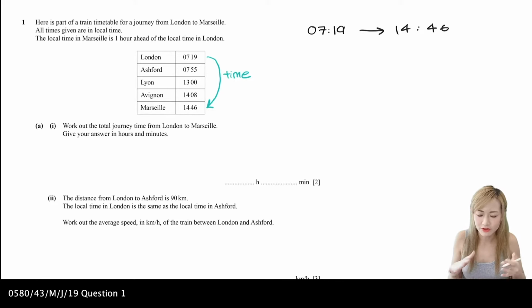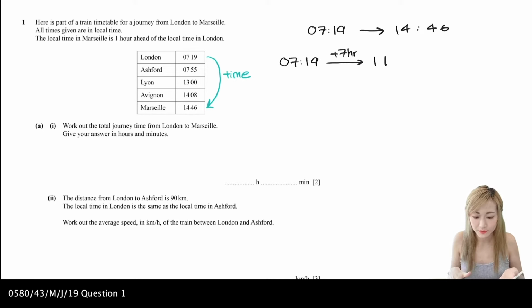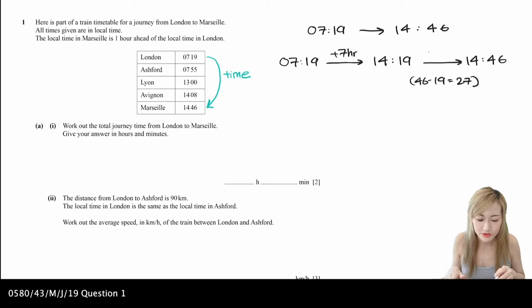So first, I want to get from 7 to 14. So that's adding 7 hours. And then from 14:19, I want to get to 14:46. So I need to add another 46 minus 19 minutes, which is 27 minutes. Therefore, the time between those two times is 7 hours and 27 minutes.